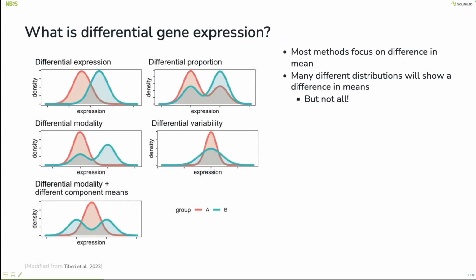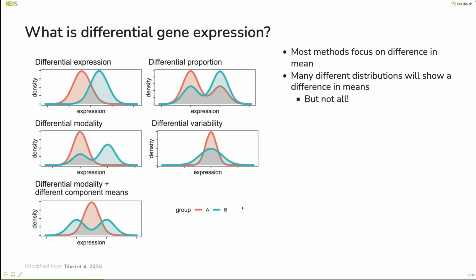But in addition to differential expression and proportion, there are also other types of differences in distribution. And since we have the single cell data, it would be good if we can also see those types of differences. For example, you might have that they have the same mean, but they have different variability, which can be interesting biologically as well. Or they just have completely different distributions, but with the same mean.